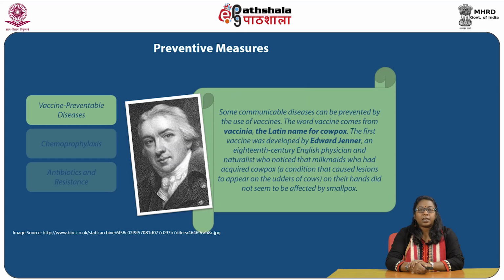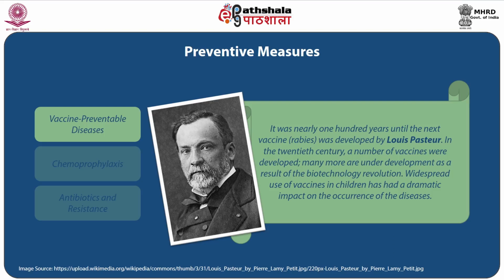In 1796, he took material from a skin lesion on the hand of a milkmaid and inoculated it into the arm of a young boy. The boy was subsequently exposed to smallpox and did not become ill. Thus began the vaccine era. It was nearly 100 years until the next vaccine, for rabies, was developed by Louis Pasteur. In the 20th century, a number of vaccines were developed. Many more are under development as a result of the biotechnology revolution. Widespread use of vaccines in children has had a dramatic impact on the occurrence of the disease.